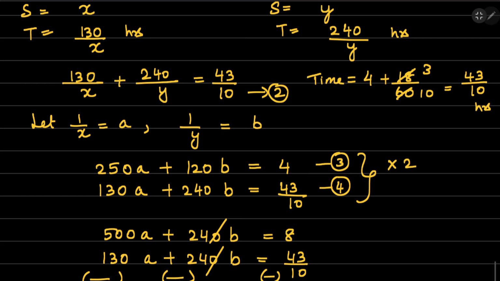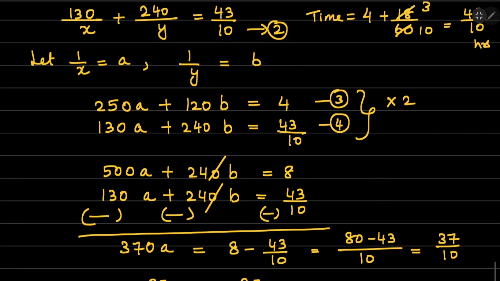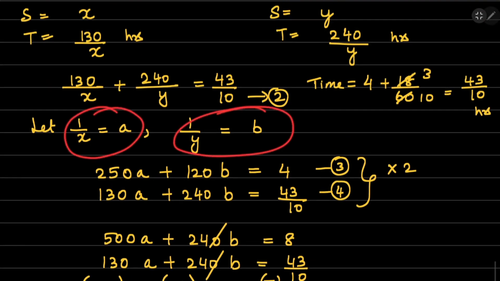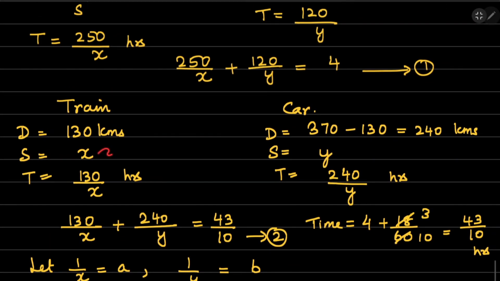Just put it in the equation and solve. You can take 1 by x as a, 1 by y as b for simplicity and solve the equation by any one method of your choice, either elimination or by substitution. Get the values for a and b, put it back onto the one wherein you have written a equal to 1 by x, b equal to 1 by y. And you are getting your x and y, which is the speed of the train and speed of the car. So kilometer per hour. Everywhere units are important.